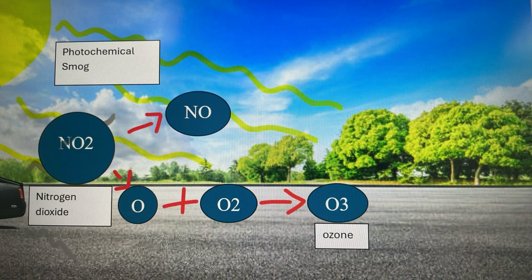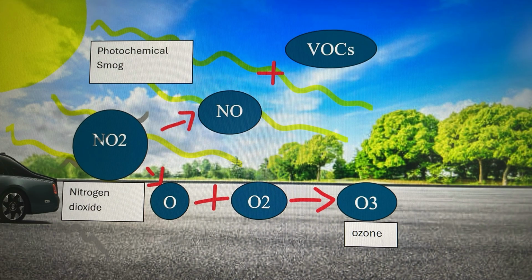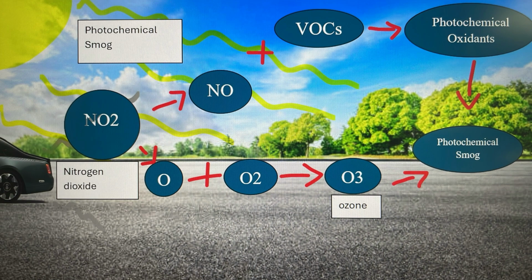During the day, VOCs, volatile organic compounds, combine with NO to produce photochemical oxidants, and the photochemical oxidants combine with ozone to create photochemical smog.